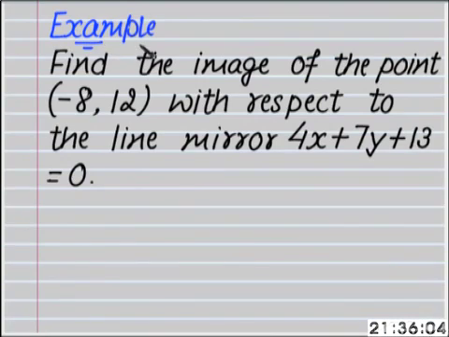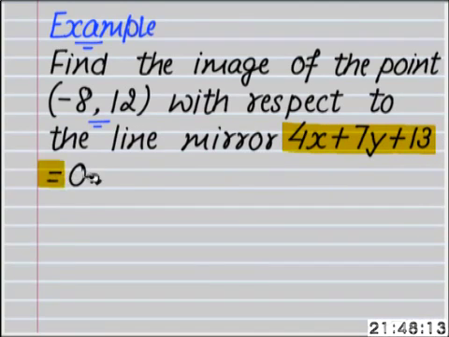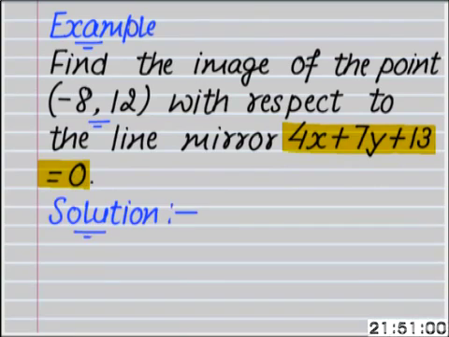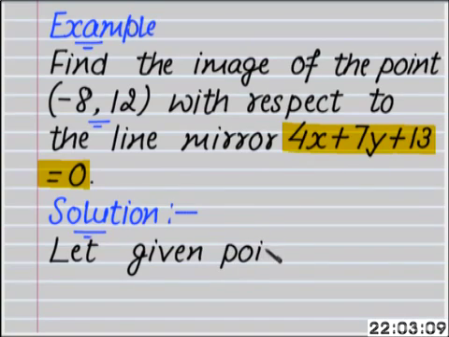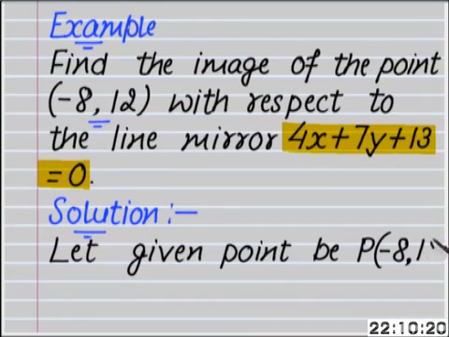Now let's see another example. Find the image of the point with coordinates minus 8 and 12 with respect to the line mirror 4x plus 7y plus 13 equal to 0. Now its solution. Let the given point be point P with coordinates minus 8 and 12.